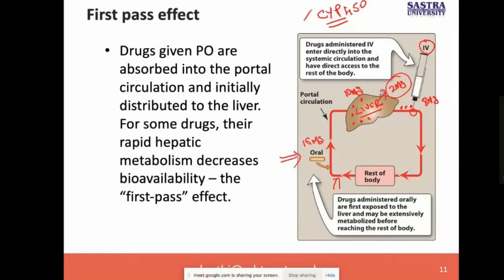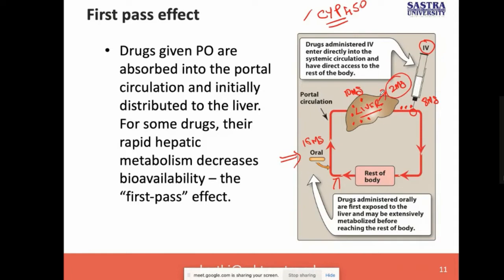Yes, sir. Like if there is a disease related to the liver, in that case, no issues. The bioavailability will not decrease. Okay, this first pass effect is related to bioavailability. You have to understand, we are making the connection between the dose administered and the amount of drug which entered into the circulation through the concept called absorption, where this first pass effect comes into picture.